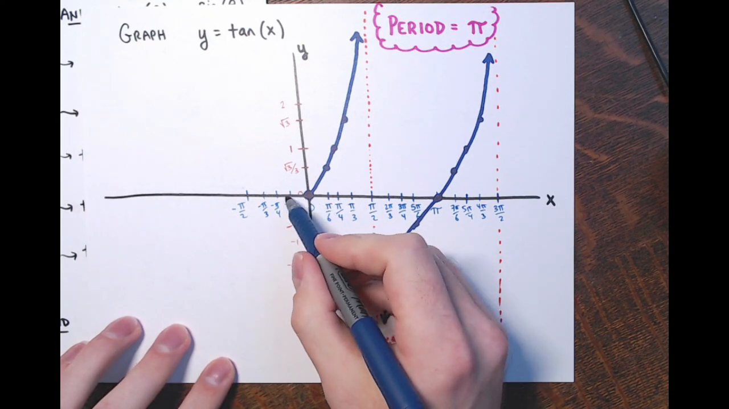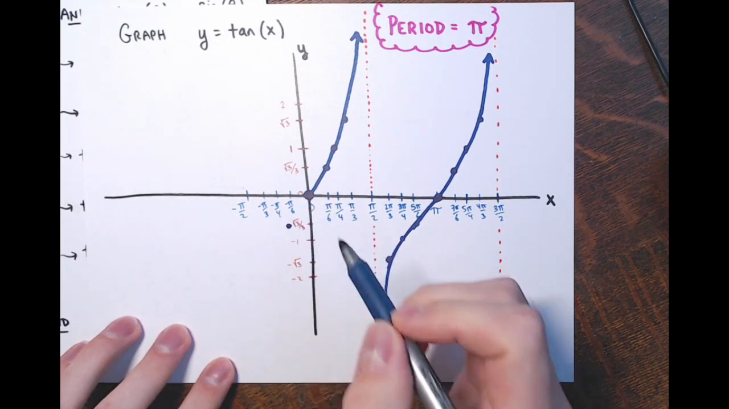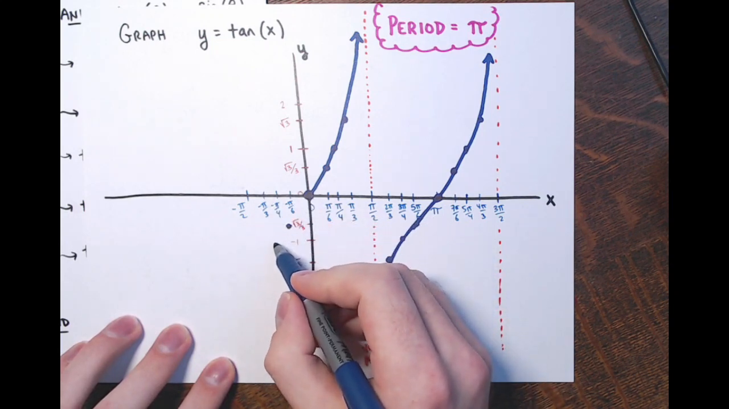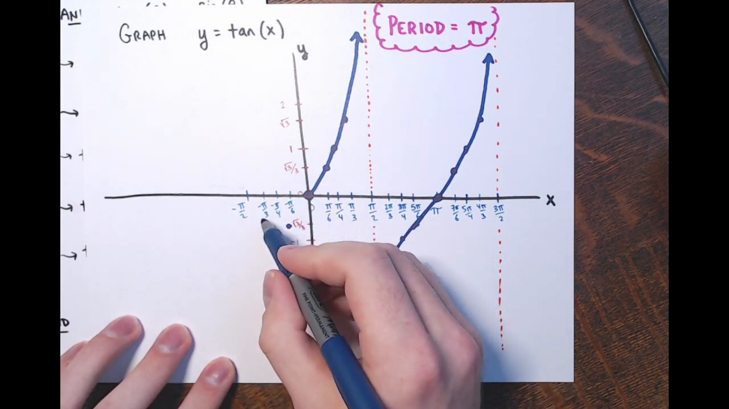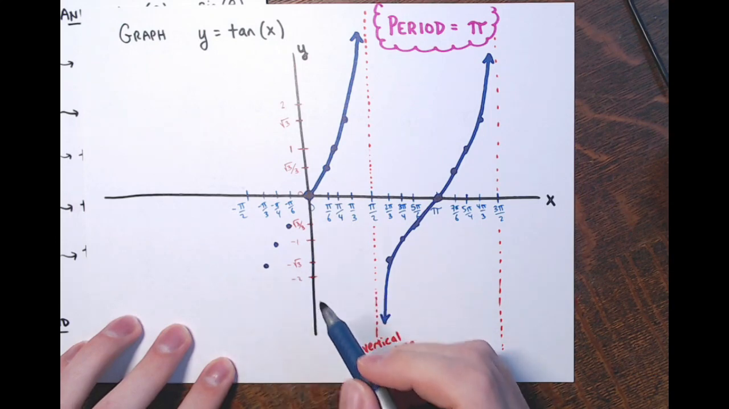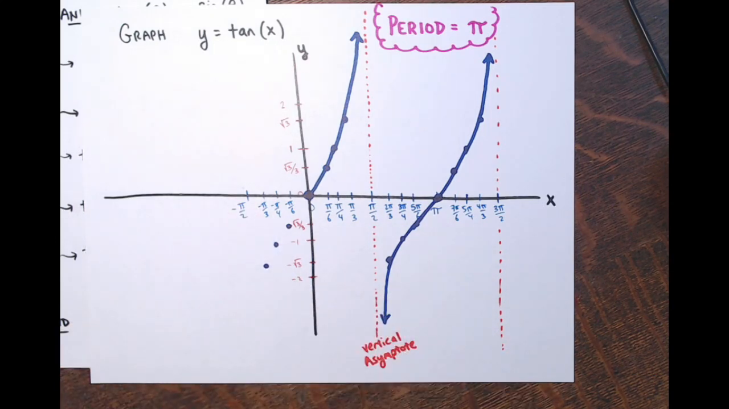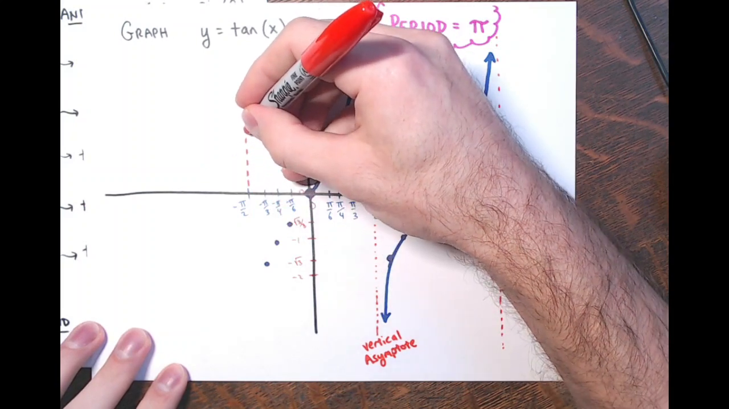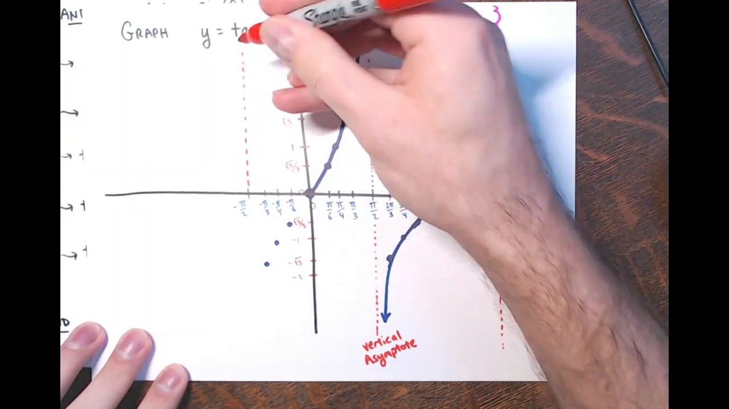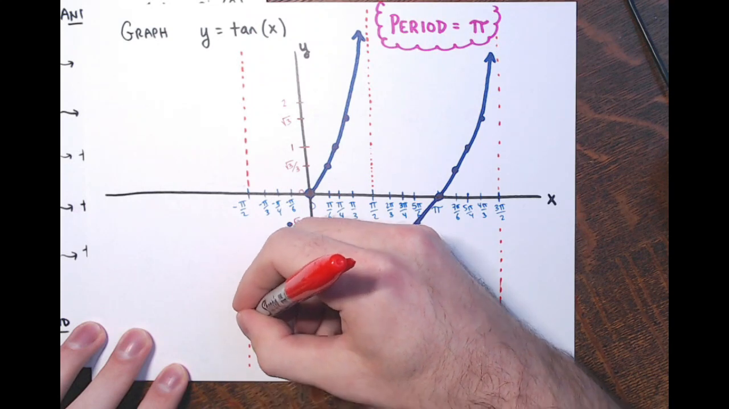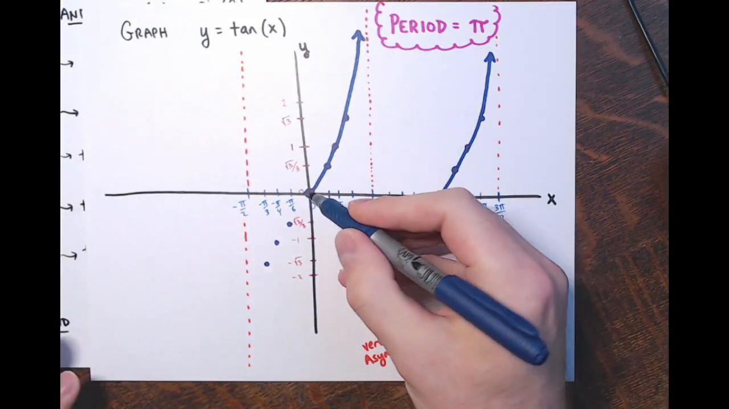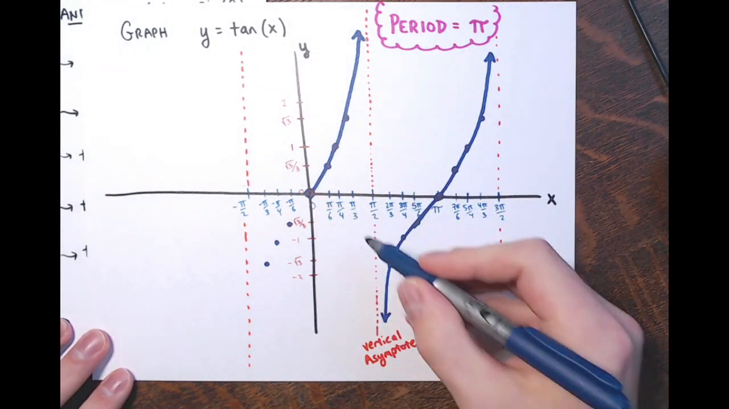Just following this same picture, drawing it over and over again, we will see that the tangent of negative pi over 6 is negative square root of 3 over 3. Tangent of negative pi over 4 is negative 1. Tangent of negative pi over 3 is negative square root of 3. And the tangent of negative pi over 2 is not defined. So again, a nice asymptote right there.